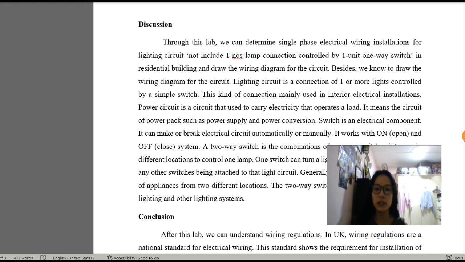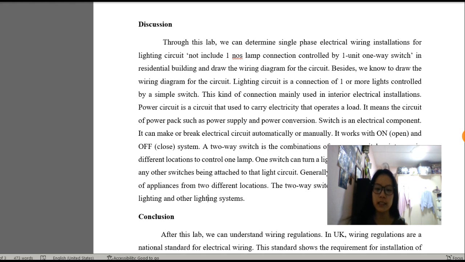A lighting circuit is a connection of one or more lights controlled by a simple switch. This kind of connection is mainly used in interior electrical installations. A power circuit is a circuit used to carry electricity that operates a load. It means the circuit of power packs such as power supply and power conversion. A switch is an electrical component. It can make or break an electrical circuit automatically or manually. It works with an on and off system.